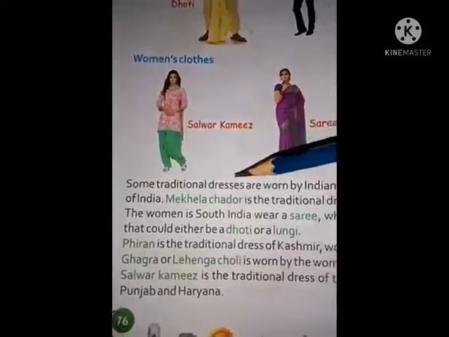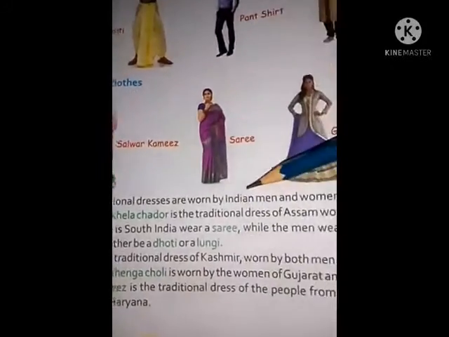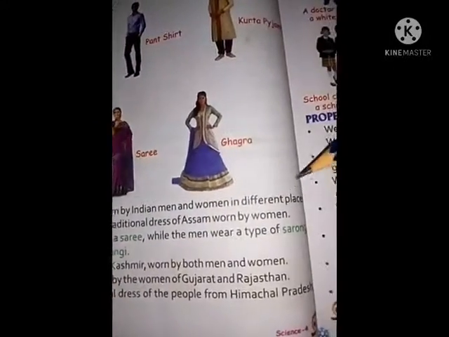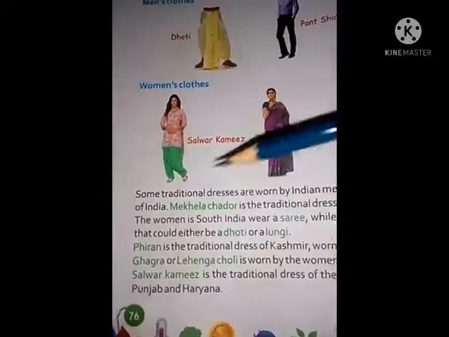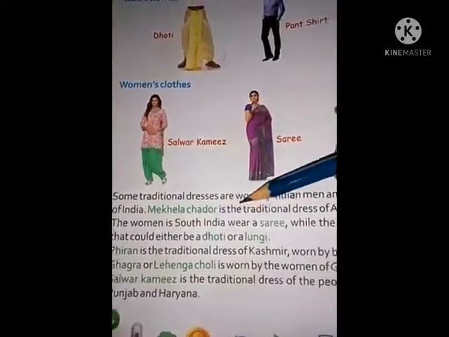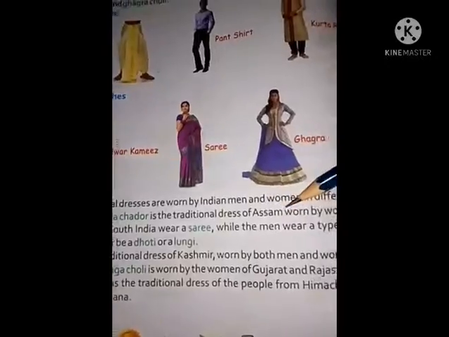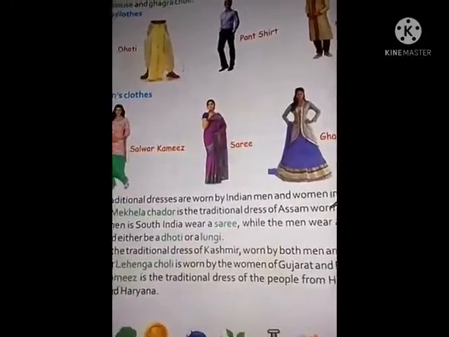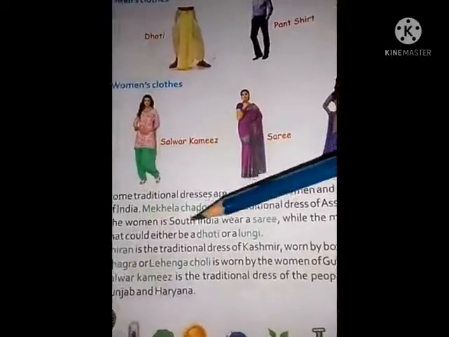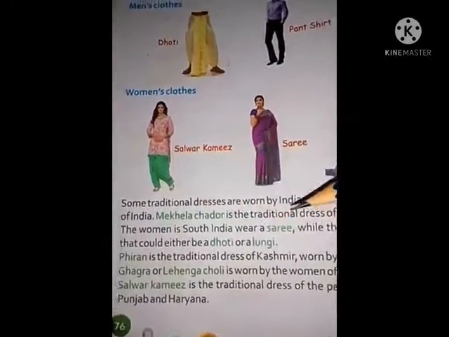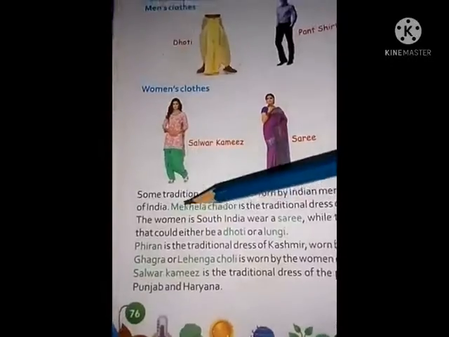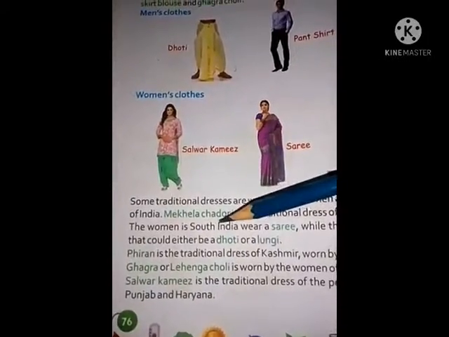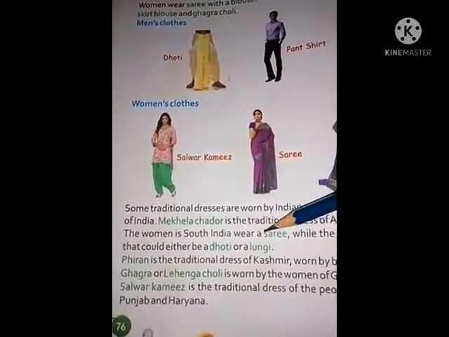Some traditional dresses are worn by Indian men and women in different places of India. Mekhela chadar is the traditional dress of Assam worn by women. So in Assam, women wear mekhela chadar because it is the traditional dress of Assam. The women in South India wear a sari.